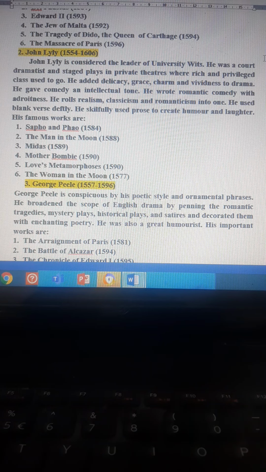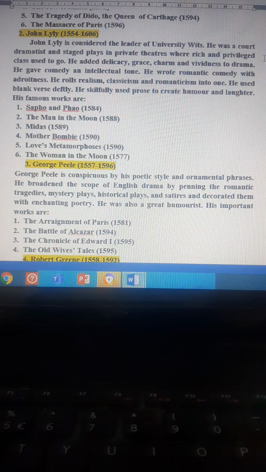He added delicacy, grace, charm, and vividness to drama. He gave comedy an intellectual tone. He wrote romantic comedy with adroitness. He rolls realism, classicism, and romanticism into one. He used blank verse deftly. He skillfully used prose to create humor and laughter.